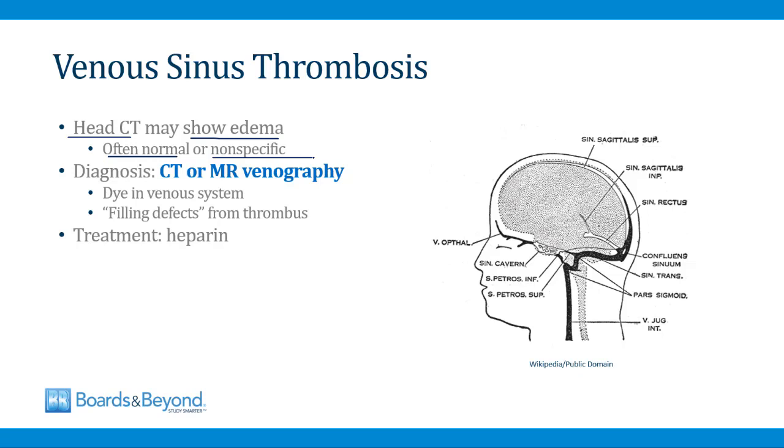So at that point, you'll have a patient with a headache and high ICP and maybe even a hypercoagulable state, and that's when you'll think of venous sinus thrombosis. And the test to order is called a venogram, either a CT or MR venogram. These tests involve putting dye into the venous system and then taking a picture of it by CT scan or MRI. And what you will see are filling defects where the dye does not fill the venous structures, and that's because of the presence of thrombus. And then once you've made the diagnosis, the treatment is with heparin and other anticoagulants.